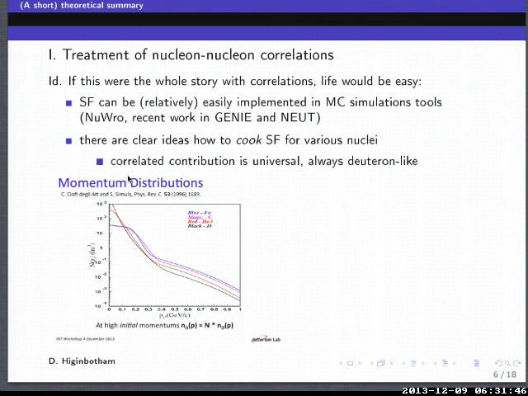Several spectral functions for targets like carbon or oxygen are available. Moreover, there are rather clear recipes on how to cook spectral functions for remaining nuclei, because this correlated contribution is rather universal. It is always deuteron-like. We see these results from some theoretical computations of the momentum distribution, and the shape of this tail is always pretty much similar.